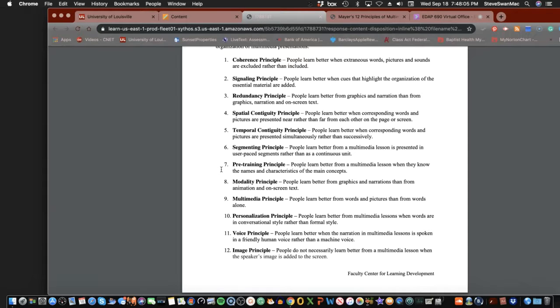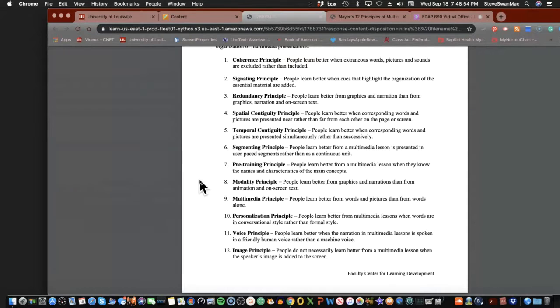Number seven, pre-training principle. People learn better from a multimedia lesson when they know the names and characteristics of the main concepts. Hello. Again, just good teaching. Before I ever put anything up on a screen, I've done my job. I've stood there and said, okay, we are now going to be learning about this, and here is the vocabulary you need to know. Then I can go to my multimedia presentation and say to the kids, okay, look for those words. Look for these items.